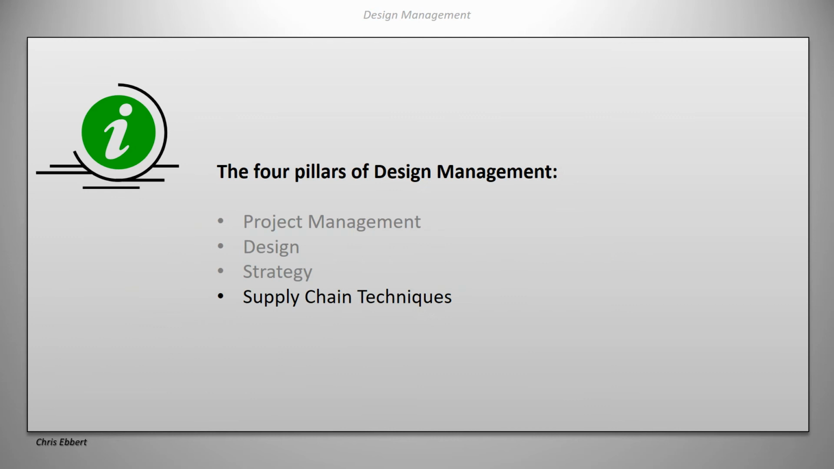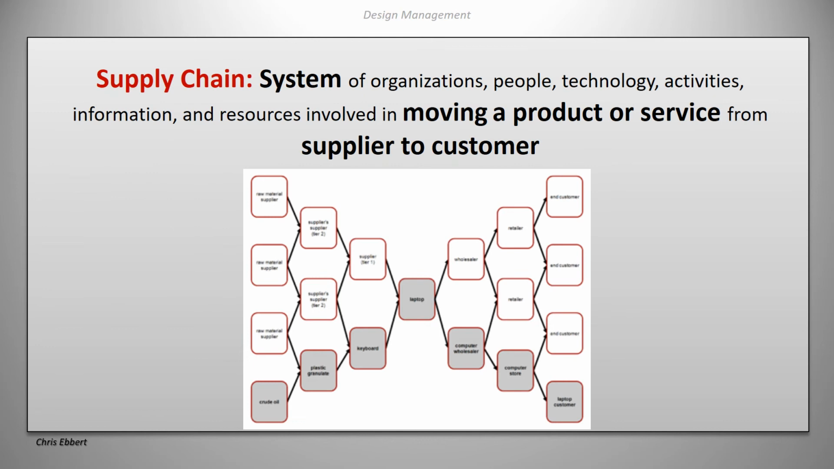And then fourth, we've got the supply chain techniques. You might be surprised to hear that word here, because a lot of people associate supply chain with trade or retail or something like that. The thing is, though, you need to have a supply chain of organizations, people, technology, activities, information, and resources involved in the whole thing to be able to organize. So supply chain means everything and everyone involved in a process is linked and orchestrated in some way.